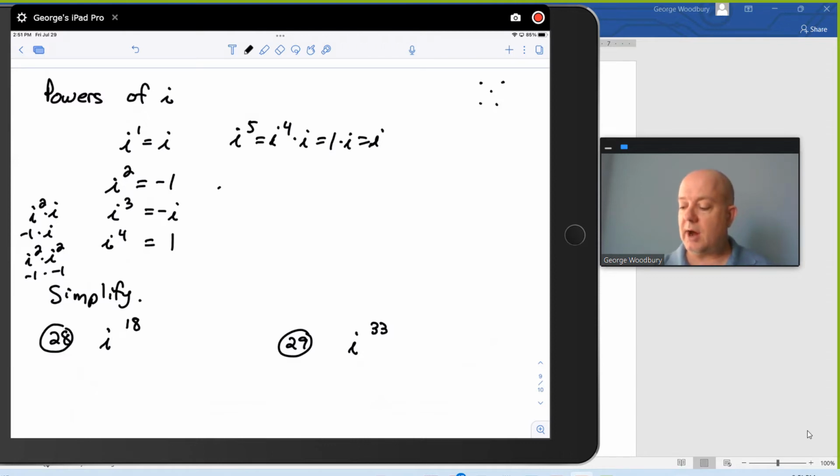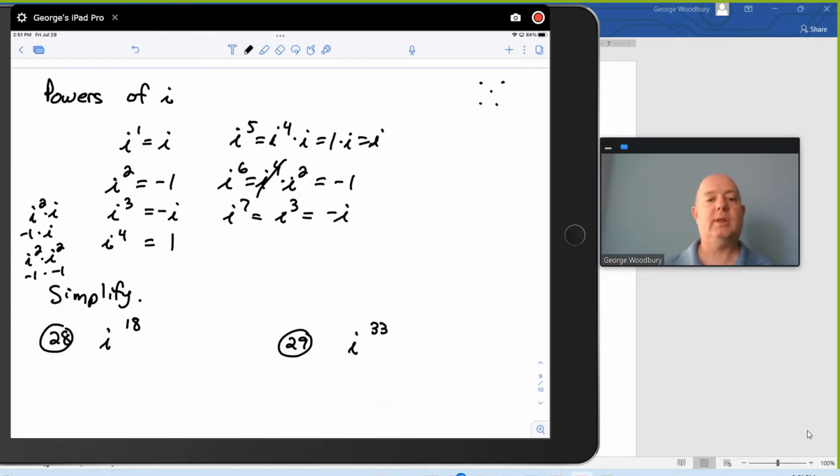i to the 6th power, we can think of as i to the 4th times i squared. And i to the 4th is equal to 1. So multiplying by 1 doesn't change anything. We're left with i squared or -1. And we're going to see that pattern continue. i to the 7th power is really the same as i to the 3rd power or -i. i to the 8th power is really the same as i to the 4th power or 1.